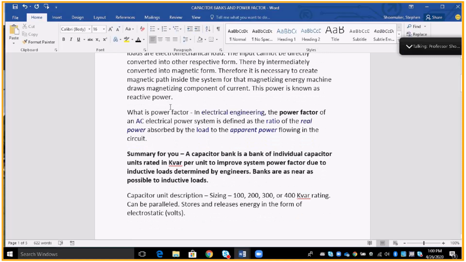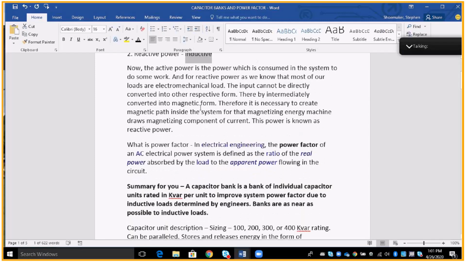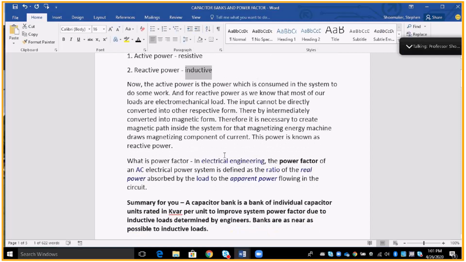So what is power factor? In electromagnetic energy, the power factor of an AC electrical power system is defined as the ratio of the real power absorbed by the load to the apparent power flowing in the circuit. So our entire circuit has some resistive and some inductive load. If all of the energy being used on my circuit was resistive load, my power factor would be excellent. And we'll see some waveforms down at the bottom. That's what we want on our entire circuit.